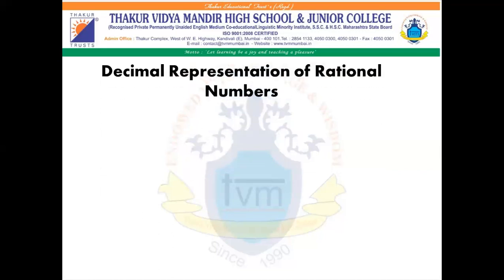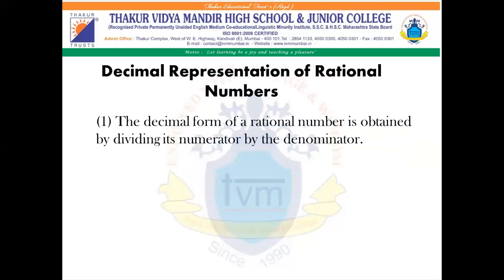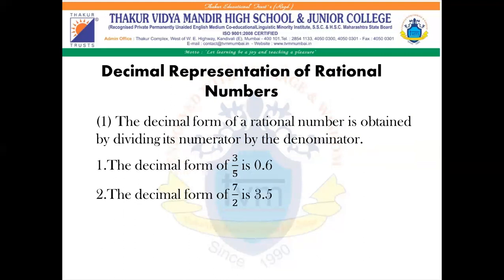Decimal representation of rational numbers. The decimal form of a rational number is obtained by dividing its numerator by the denominator. Examples: the decimal form of 3 upon 5 is 0.6. Second example: the decimal form of 7 upon 2 is 3.5.